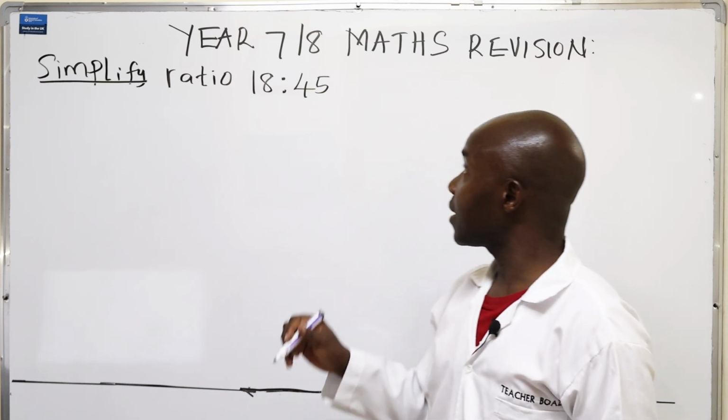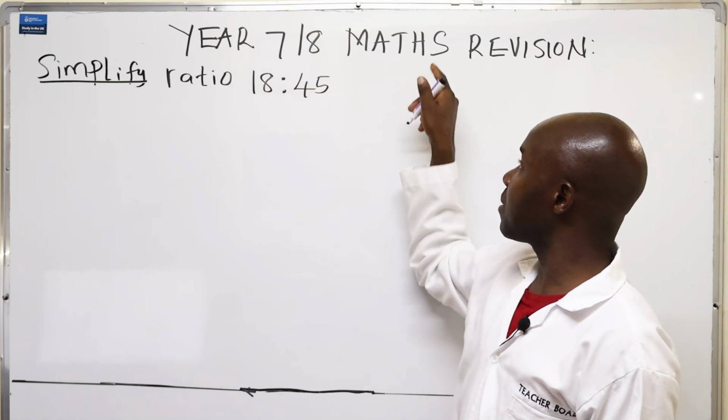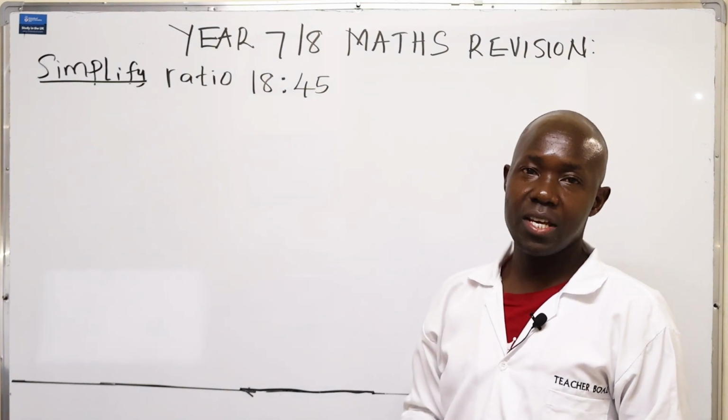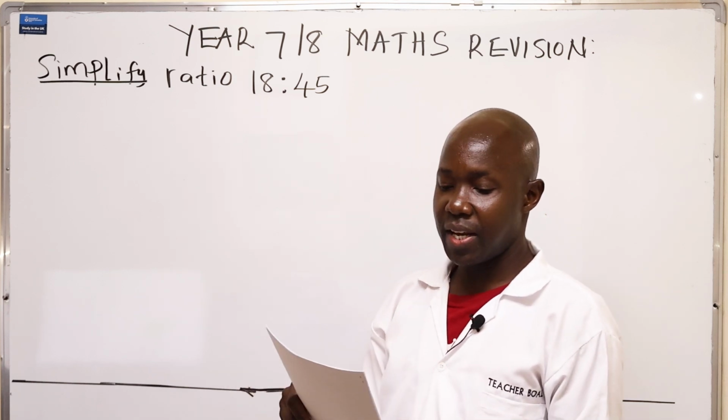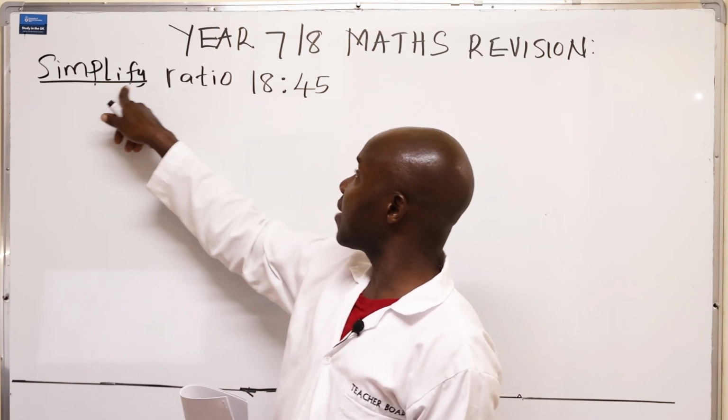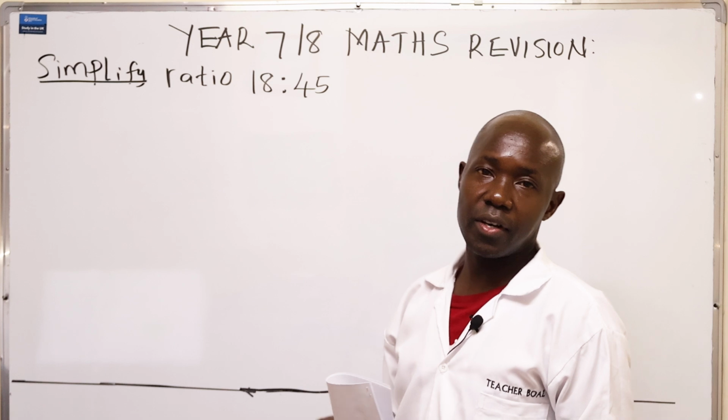Today I want us to do a revision on year 7 and 8 mathematics from the Cambridge, especially those preparing to do their checkpoint. So the first question here is written: simplify ratio 18 to 45.